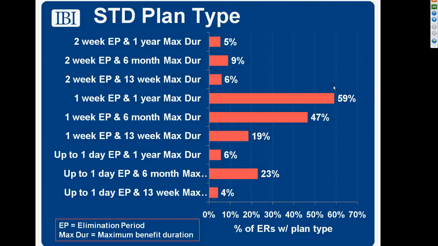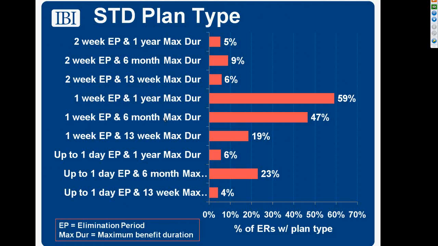1 week elimination period and a year maximum duration of benefits, and 1 week elimination period and 6 months of benefits. Now, the reason that these all add up to more than 100% is that most, if not many employers have more than one plan type in their organization. And so what this really says is that for all the employers in the group, 59% have that plan. For all the employers in the group, 47% have that plan, which means that employers have more than one plan. But it's a very quick way to visually interpret what kinds of plans might exist in an industry.